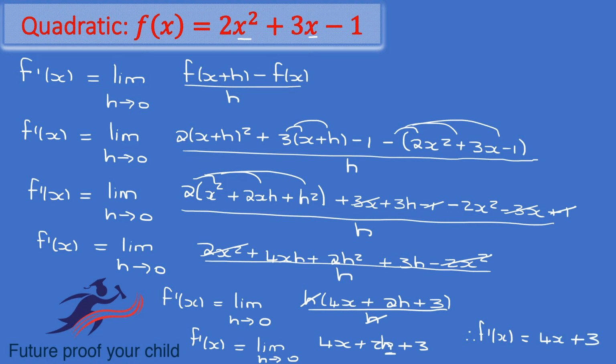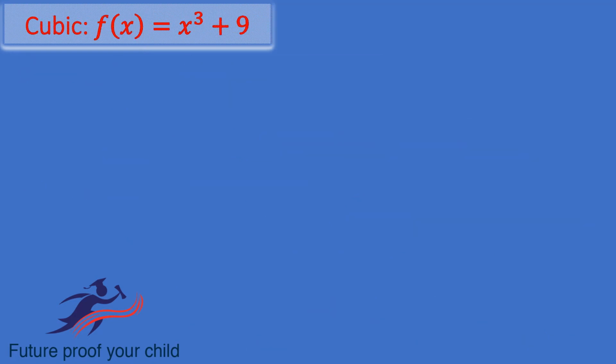You can always check yourself. So exponent times coefficient, 2 times 2 is 4. Write your x down, your exponent becomes 1 less. And then exponent times coefficient, 1 times 3 is 3. The x falls away, and we already know that the constant will become 0. Right, then we can also do the same for the cubic function.